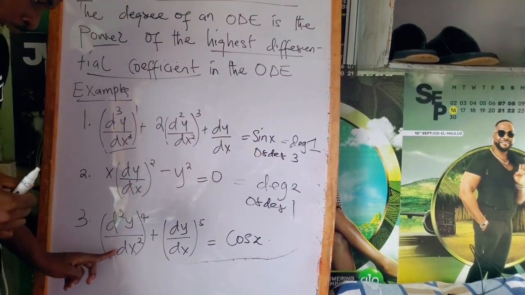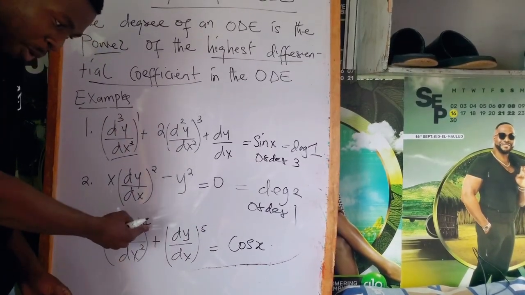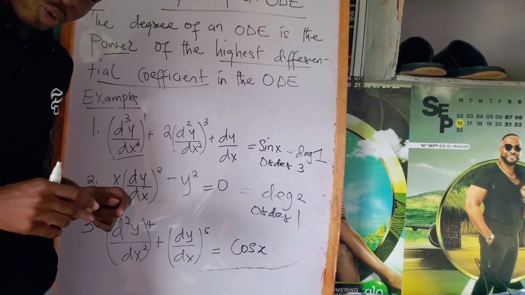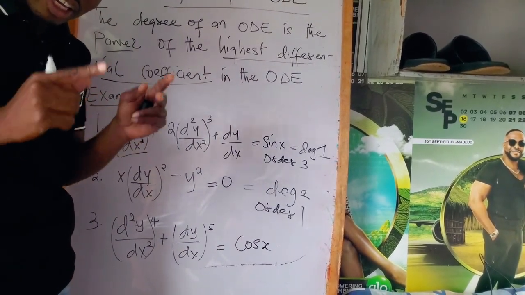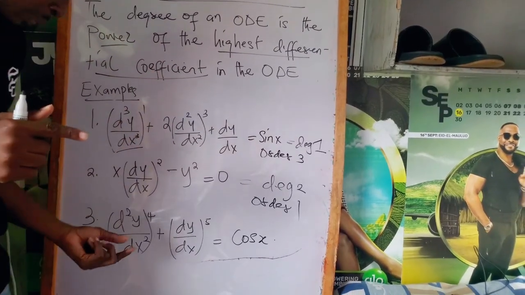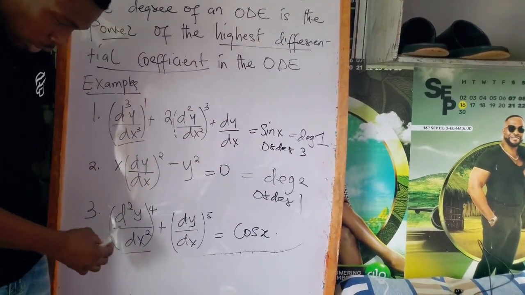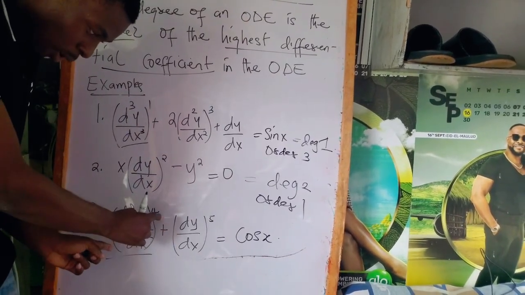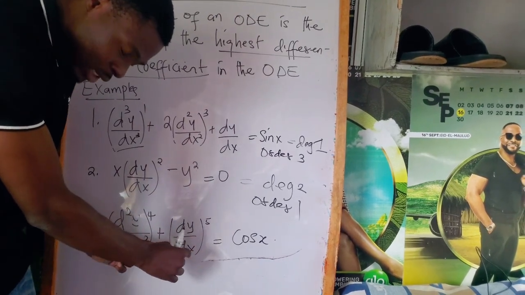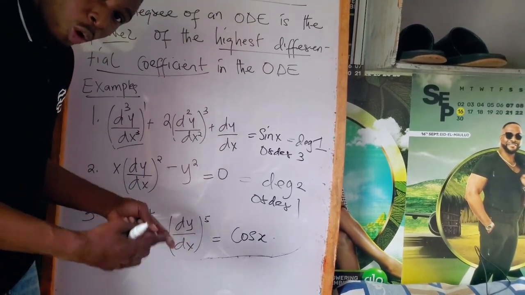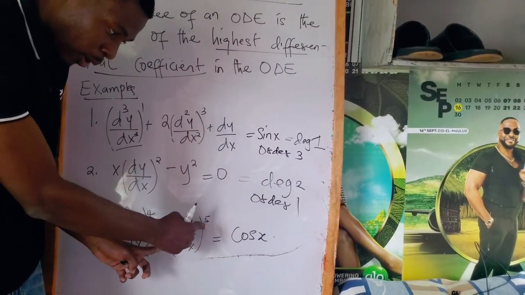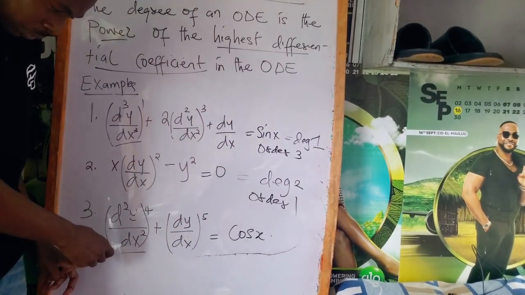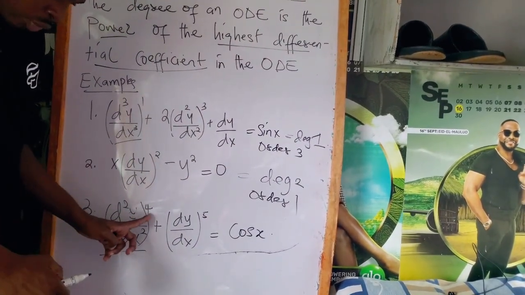So let's go to number 3. This is d²y/dx² raised to the power of 4, plus dy/dx raised to the power of 5, is equal to cos x. Now, the first step is to identify the highest differential coefficient. And this is the highest differential coefficient because it is the d²y/dx². It is raised to the power of 4. This is dy/dx, the first derivative. It is just a differential coefficient of the first order, and it is raised to the power of 5. But you don't look at it because it is not the highest differential coefficient. You look at this. This is the highest differential coefficient, and it is raised to the power of 4.